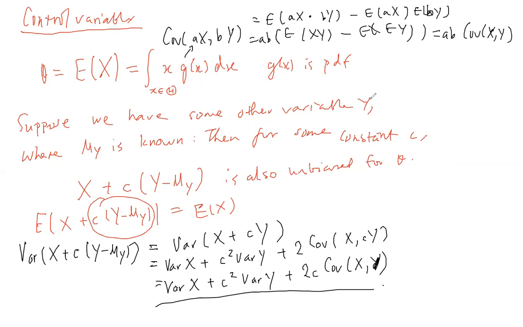So now, once you have this, we want to find out what c is, right? So always we will try to minimize, okay? We want to find the c that minimizes the variance of this function, okay? So let me make some space.